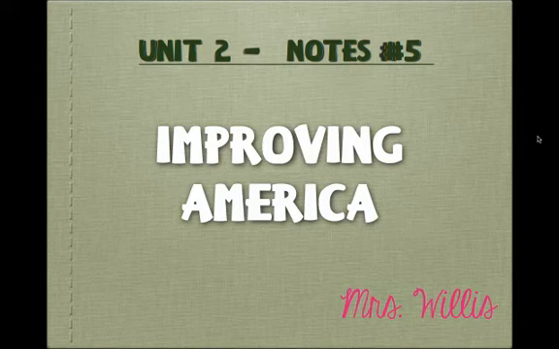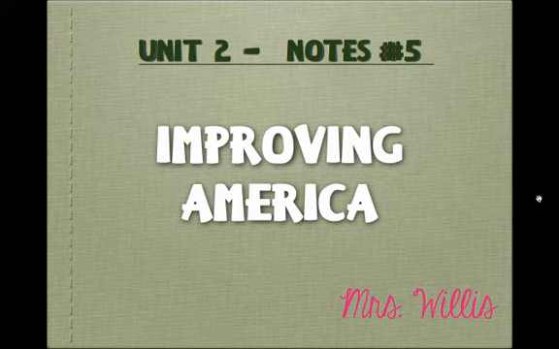Today we're starting Unit 2, Notes number 5, Improving America. For this past unit, we've been looking at changes in America because of industrialization, and also identifying a lot of problems in terms of how workers are treated, the business structure, and immigrants in the city. As these problems become apparent, we're now going to look at some of the solutions that people were trying to implement.